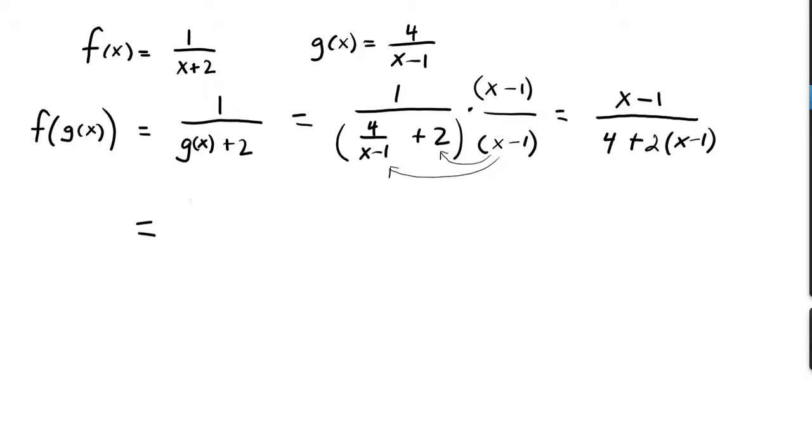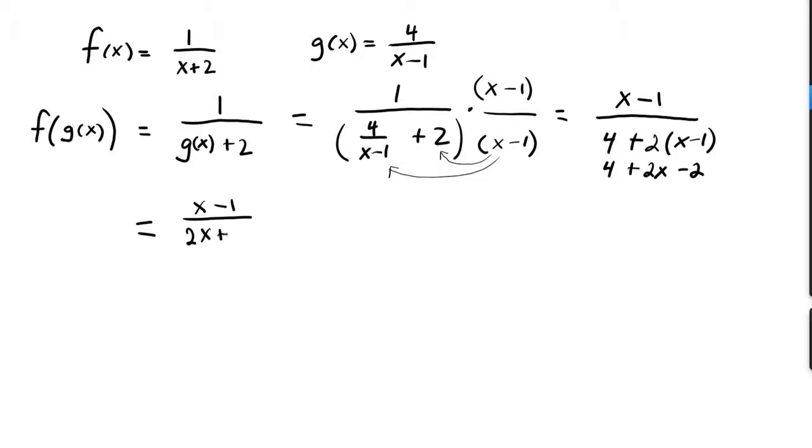So I can come down here and simplify this a little bit. This becomes 2x minus 2. On top I get x minus 1. And on the bottom I can combine the 4 and the minus 2 and I get positive 2.